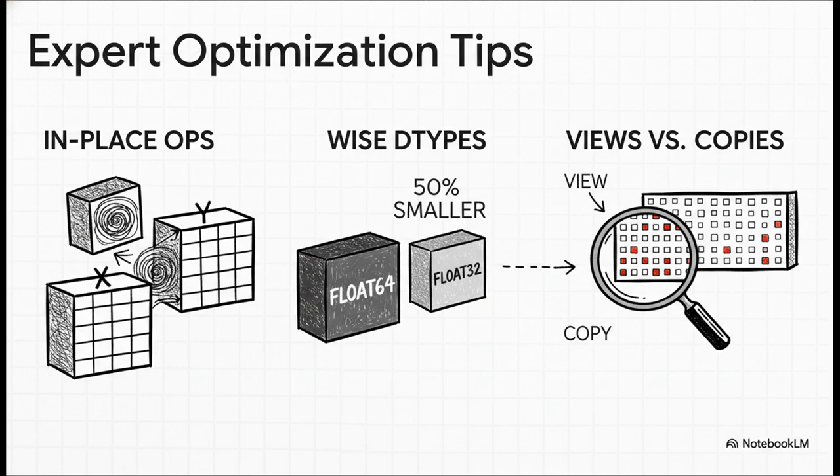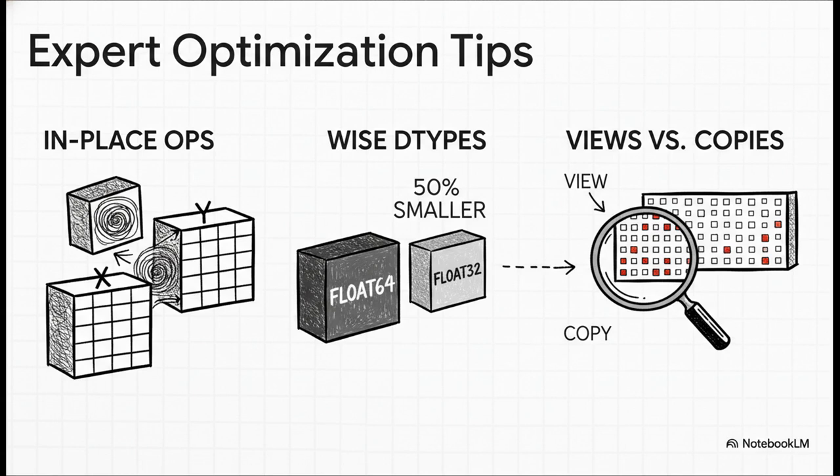So here are 3 expert-level techniques to get control over your memory. First, use in-place operations. By using the out argument, like in np.add(x, y, out=x), you're telling NumPy, hey, don't make a new array, put the result directly back into x's memory block. This creates 0 temporary arrays. Second, think about your data types. Do you really need the super high precision of a 64-bit float? If not, switching to np.float32 will literally cut your memory usage in half.